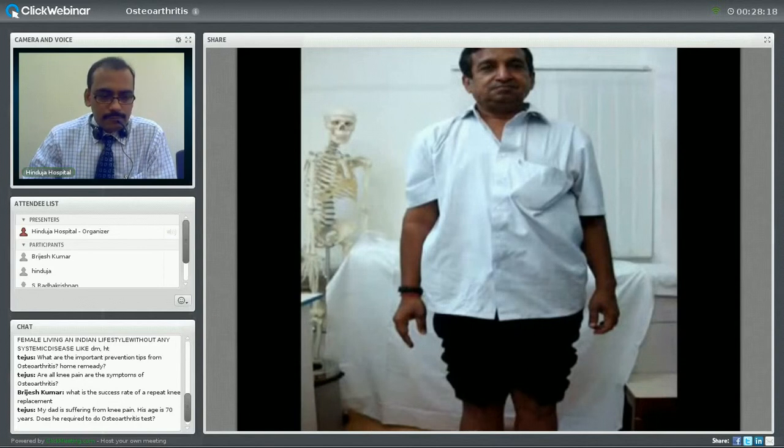My dad is suffering. Mr. Tejas, if your dad is suffering from knee pain and he is 70 years of age, most likely he may have osteoarthritis. There is no blood test to confirm osteoarthritis, but standard X-rays of the knee are needed, an AP, meaning anteroposterior view in standing position, and a lateral view. Then you can consult us, and according to the symptoms as well as the kind of arthritis we can see on the X-rays, we can guide further.